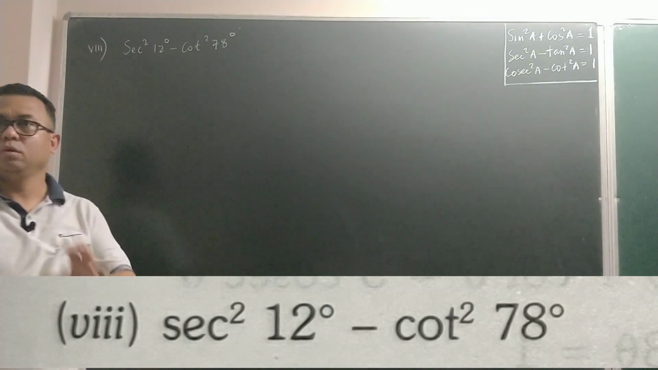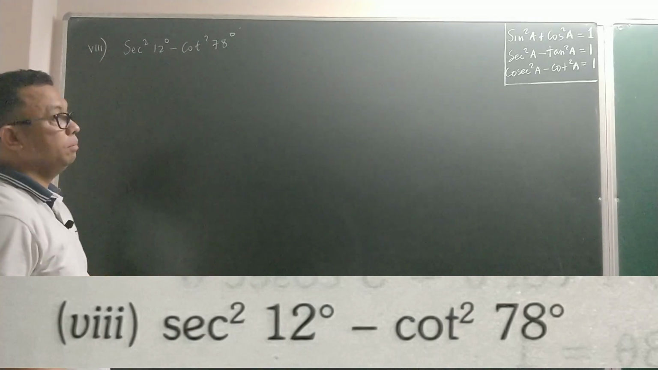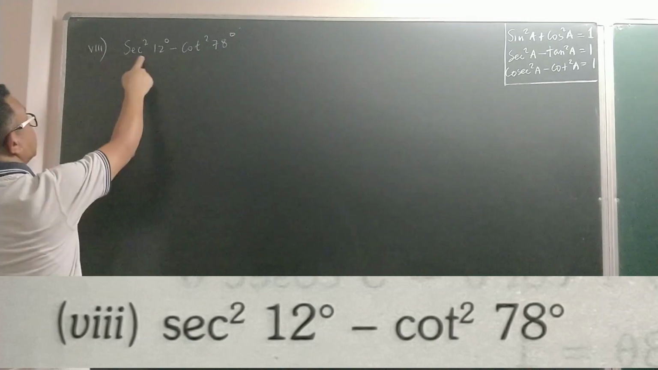12 and 78, total 90, complementary. Now as they are complementary, change one of them. Either you change this or you change this one. It's your wish what you want to change. I want to change this first one.